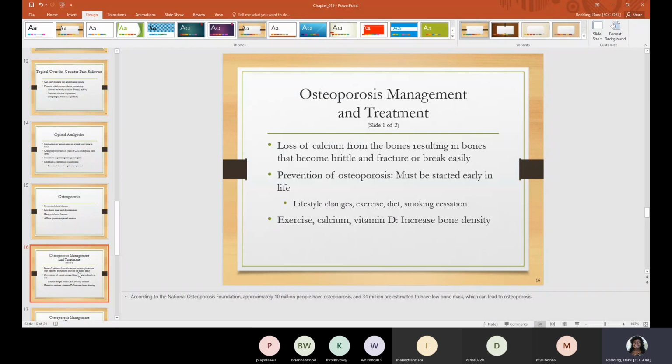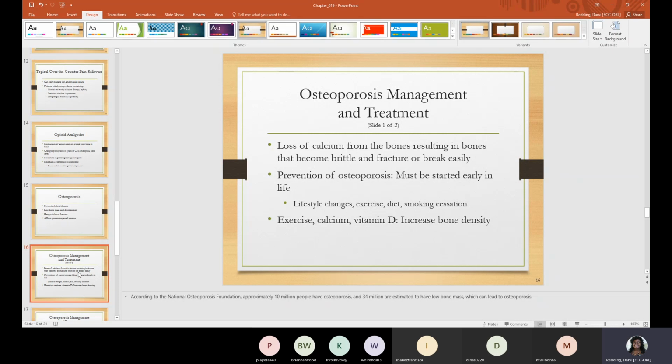Now, the prevention of osteoporosis must be started early in life. Some of the factors would be life changes, such as a person having more exercise, more dieting, and if they're smoking, that person would need smoking cessation, which is the medical term for quitting smoking. Some of the lifestyle changes would be for them to exercise, and some of the things that they should be taking would be calcium and vitamin D, which would help with increasing the bone density.